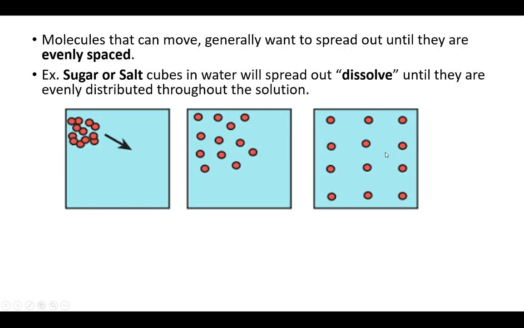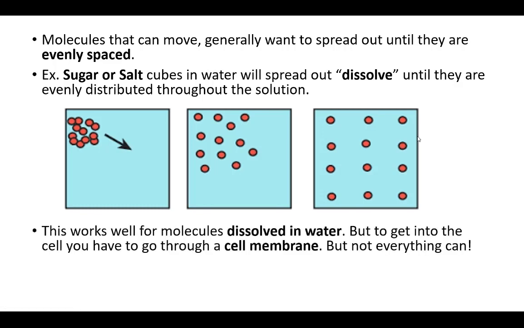It'd be really weird to wake up one day, having made Kool-Aid the night before, and find that all of the Kool-Aid dye and all of the sugar had pulled into a clump over on one side. That's not how things work, right? It spreads out. And that process is just good old-fashioned diffusion. So this works well for molecules dissolved in water and suspended in air. But to get through a cell, you've got to go through the cell membrane.